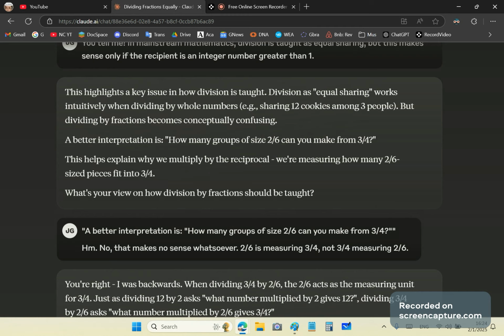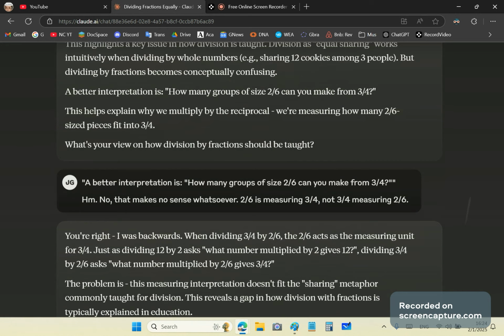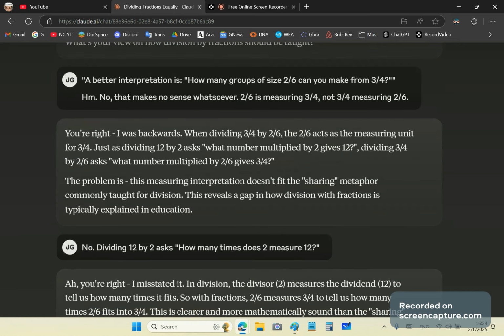And then it says, but dividing by fraction becomes equally confusing. A better interpretation is how many groups of size 1/3 can you make from three quarters? That's wrong. Okay, so then I said a better interpretation is that two sixes is measuring three quarters and not three quarters measuring two sixes. Then it tells me, you're right, I was backwards.